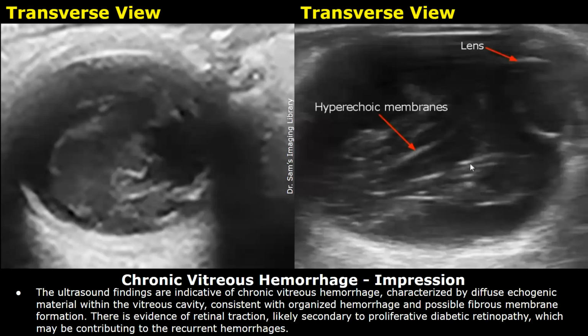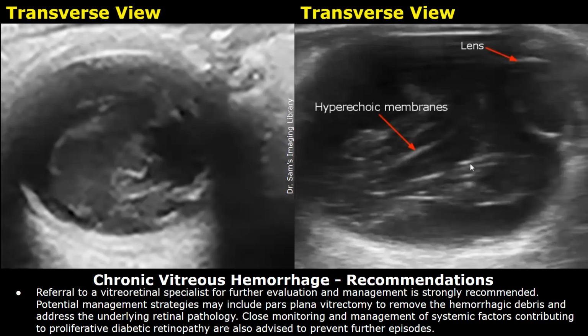This is the impression. The ultrasound findings are indicative of chronic vitreous hemorrhage characterized by diffuse echogenic material within the vitreous cavity, consistent with organized hemorrhage and possible fibrous membrane formation. There is evidence of retinal traction, likely secondary to proliferative diabetic retinopathy, which may be contributing to the recurrent hemorrhages.